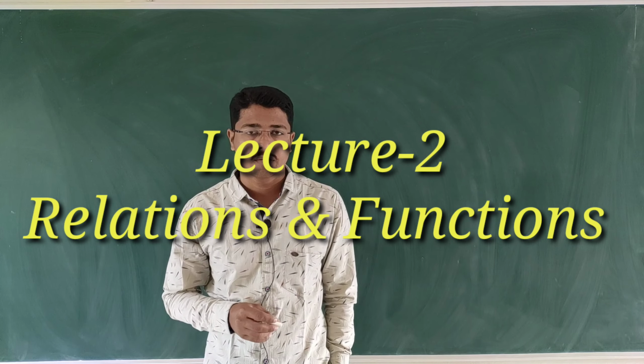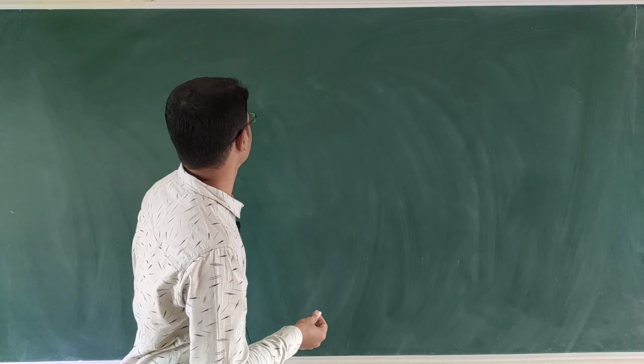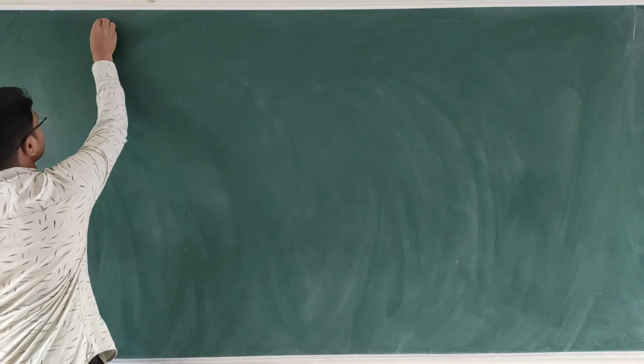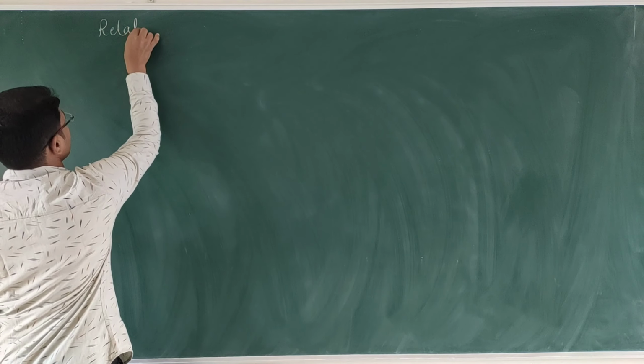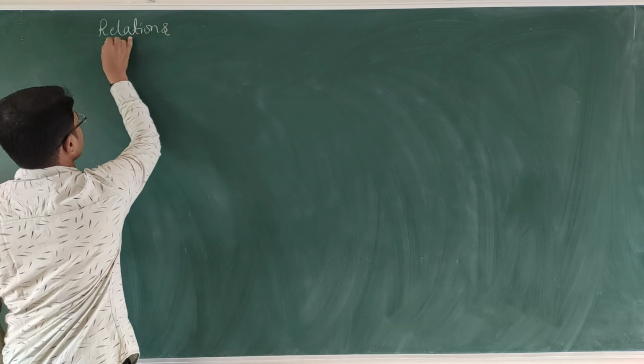In the last class we have studied about the ordered pair and Cartesian product of two sets. So by using the Cartesian product of two sets we will define the next concept, that is relations. So let us see what is meant by relations.